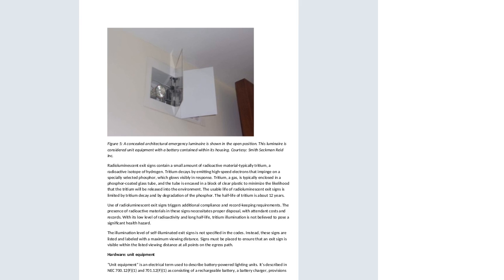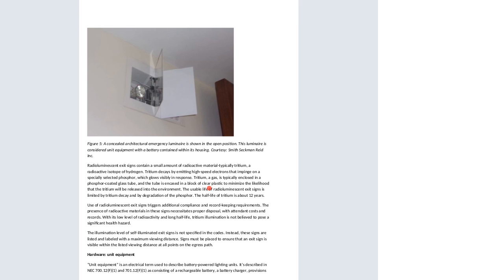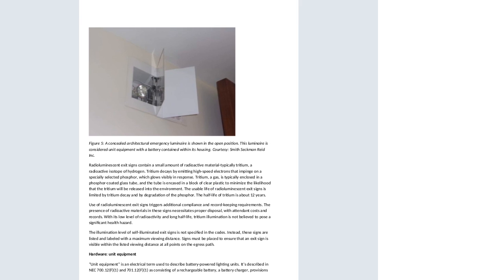So you can now see that other kind of lighting. These are concealed articulatory emergency lumina shown in an open position. This lumina is considered unit equipment with a battery contained within its housing. Now you can see this is another kind of emergency lighting that has a battery. It is lit using a battery.